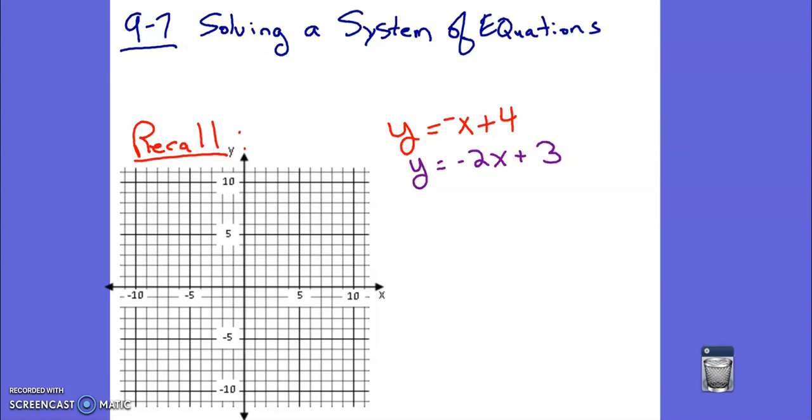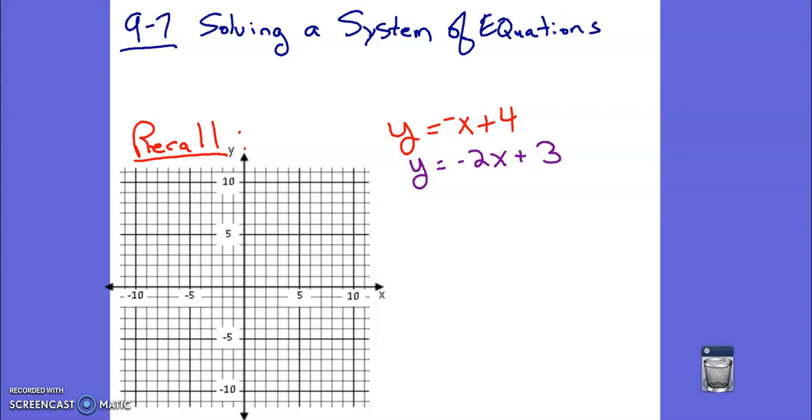All right, this is 9-7, solving a system of equations. I just want to remind you, we've actually already done this lesson, but we did it back when we were covering just lines, way back at the beginning. And so I just want to recall how to do this.